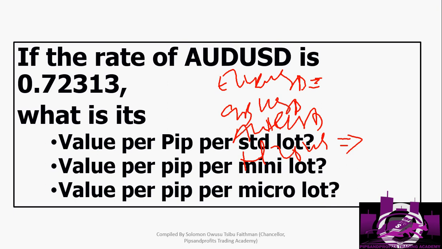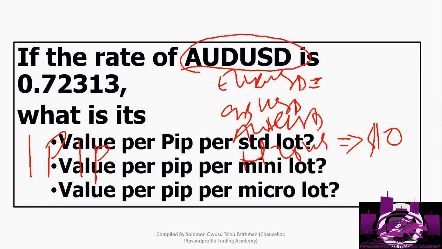one pip, 1 pip is going to be $10. So when you are trading standard lot, and your pair has a direct rate, then 1 pip is $10. If you are trading the mini lot, your 1 pip move is going to be $1. And then your micro lot, your 1 pip is going to be $0.1.